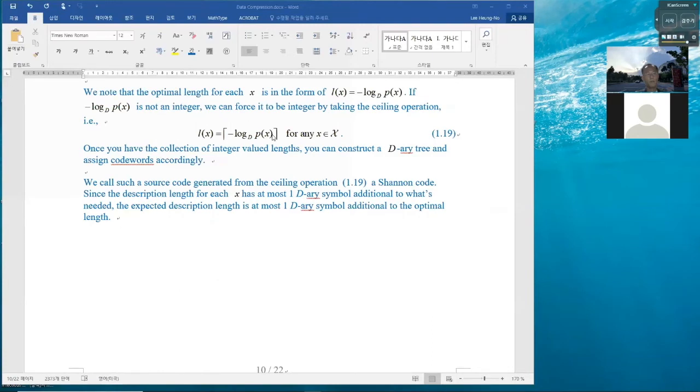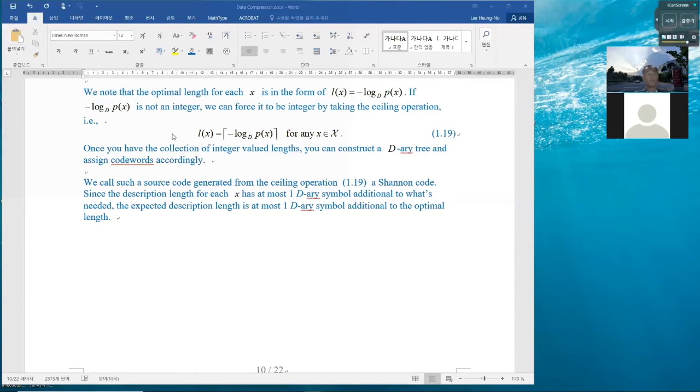So the ceiling operation, what is the ceiling operation? If the argument of a ceiling operation is 1.7, for example, then the ceiling takes it to integer 2, right? If the argument was 3.2, for example, the ceiling operation gives it 4. Okay, so the deviation from this argument to the integer is at the maximum of 1. So we call such a source code generated from this ceiling operation a Shannon code, if the optimization is done by this.